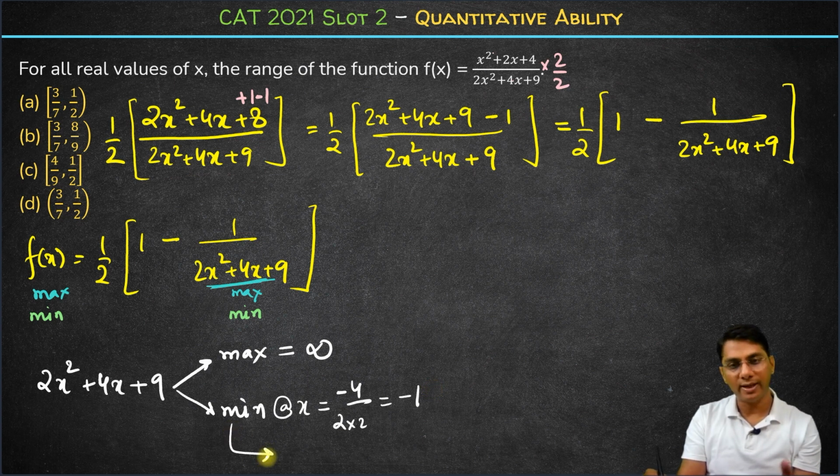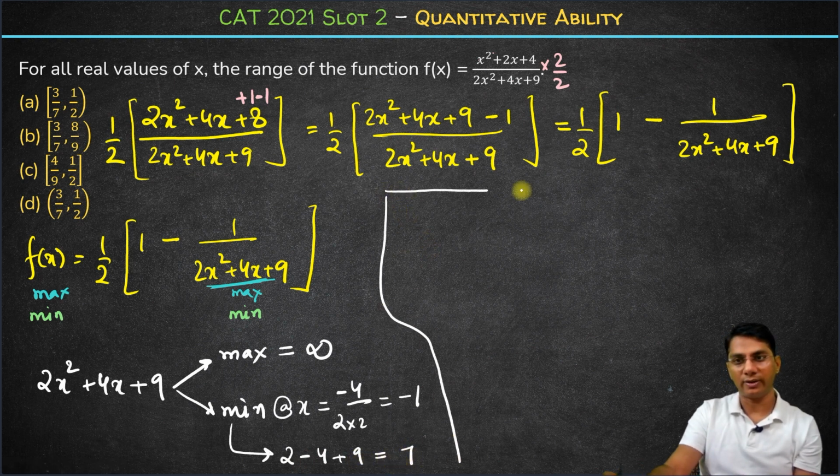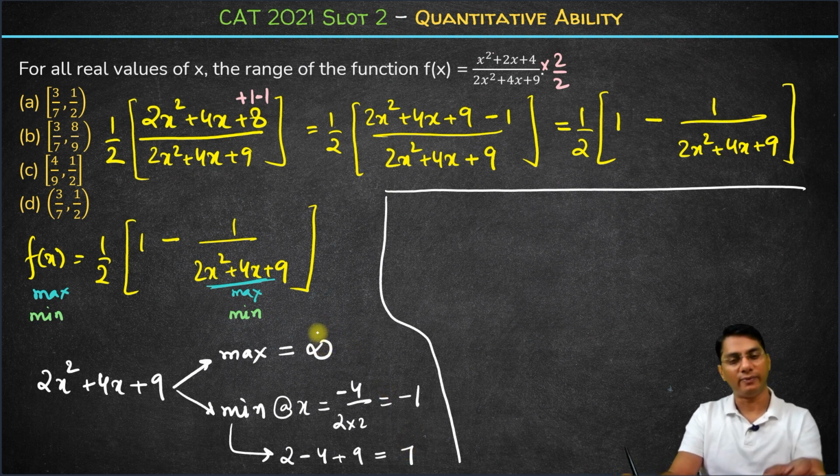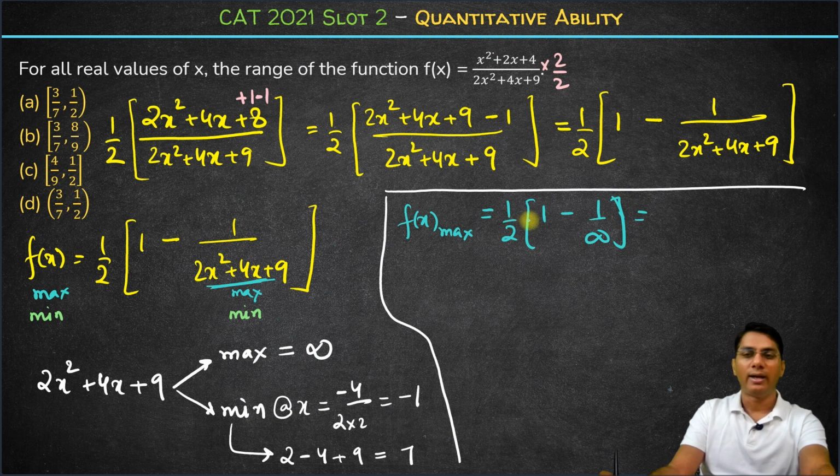And what will be the minimum value? Simply substitute x equals minus 1 over here. So 2 times minus 1 whole square is 2, plus 4 into minus 1 is minus 4, plus 9. So the minimum value will be minus 2 plus 9, which is 7. So the minimum value of this quadratic will be 7 and the maximum value is infinity. So f of x maximum will be when this quadratic is maximum, which is half of 1 minus 1 upon infinity. 1 upon infinity is 0, so we'll have only 1 here, half of 1 is half.